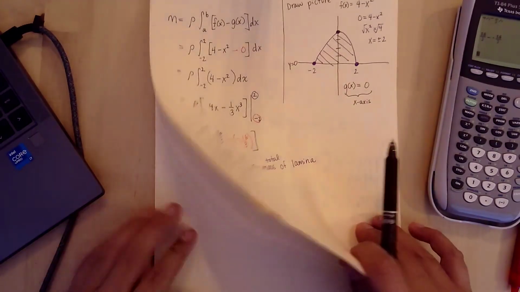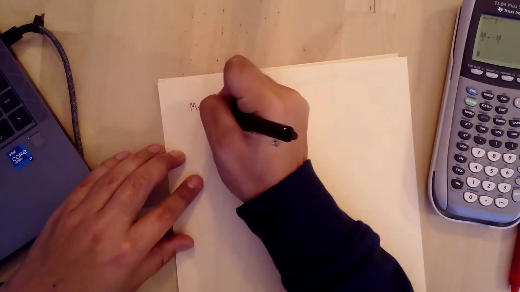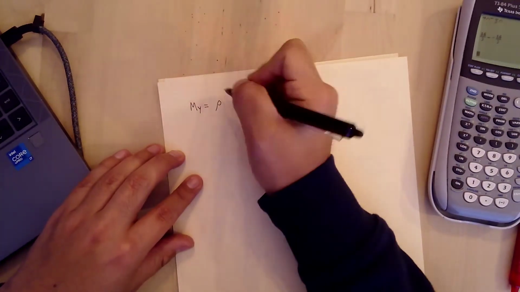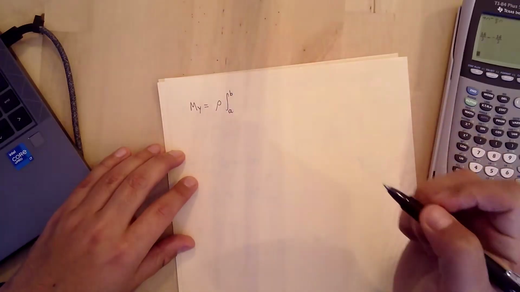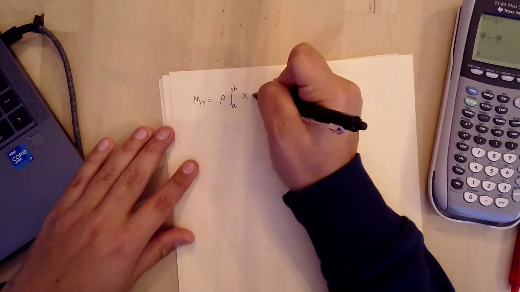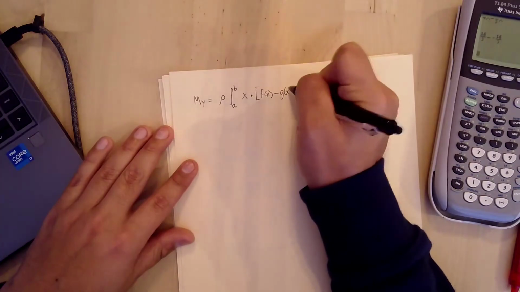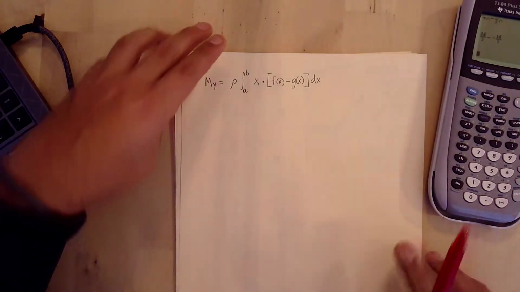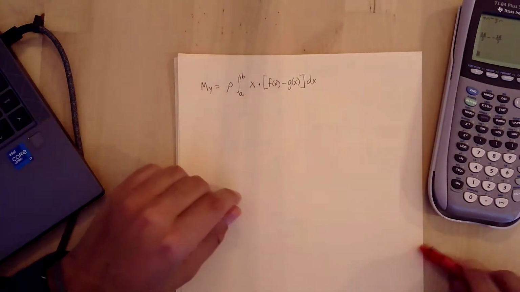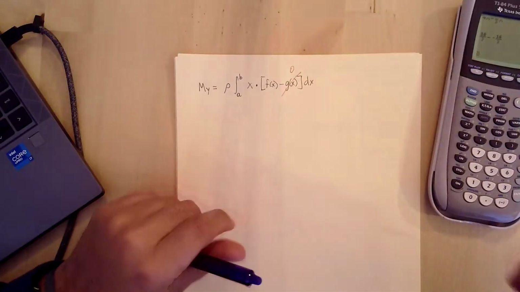And maybe I'll get a new clean sheet of paper here. So m sub y, like I said before, tends to be the easier one. That's going to be rho times the integral from a to b of x times the function f of x minus g of x dx. Again, that's just the area, and we know what the function is going to be. Since g of x is just the x-axis, that's going to be 0.